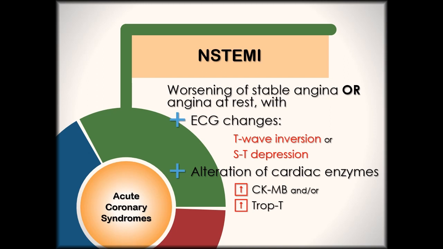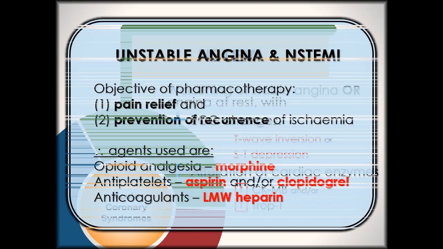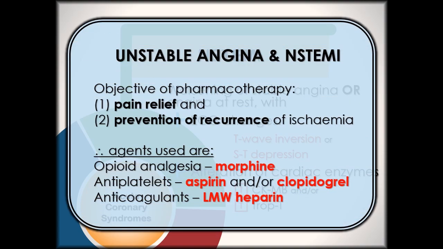Now, this is a more acute or a more severe form of acute coronary syndrome, and there is evidence of myocardial ischemia leading to some sort of tissue damage. However, in this case, the objective of pharmacotherapy here is firstly to relieve the pain and secondly to prevent the recurrence of ischemia, as the ischemia that happens in non-STEMI is usually reversible.